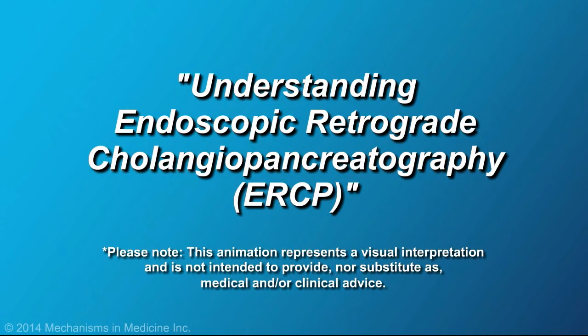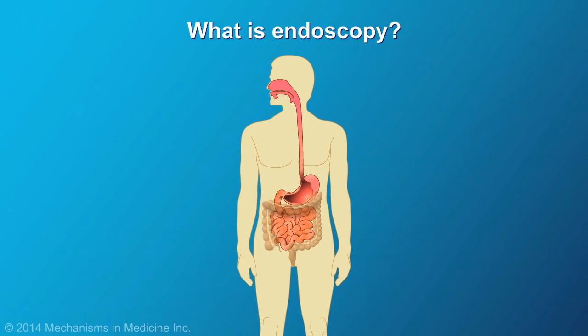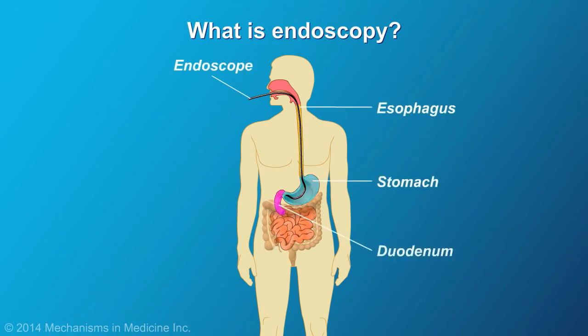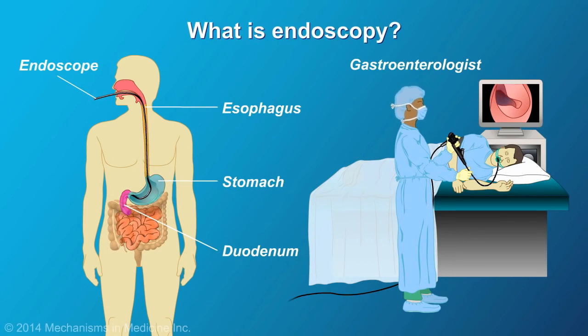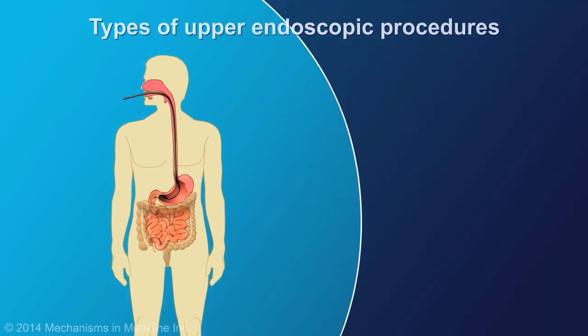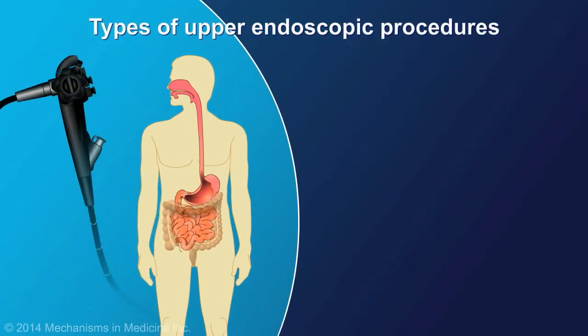Understanding Endoscopic Retrograde Cholangiopancreatography, or ERCP. Endoscopy is a medical procedure in which a flexible instrument that has a camera on the end, called an endoscope, is passed into an area of the body, such as the gastrointestinal or GI tract. Physicians specializing in diseases of the digestive system are known as gastroenterologists. Gastroenterologists use endoscopy to view the inside of a patient's body and may employ a variety of endoscopic procedures. Depending on what is being examined, several other types of endoscopic procedures can be used.